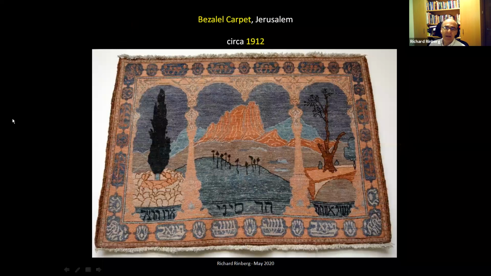This is a Bezalel carpet I have hanging on the wall from 1912. And this is an interesting carpet because it's very contentious as to the message it gives. I've obviously chosen it from the Bezalel School of Art, established in 1906. It's the first institution in modern-day Israel that exists.